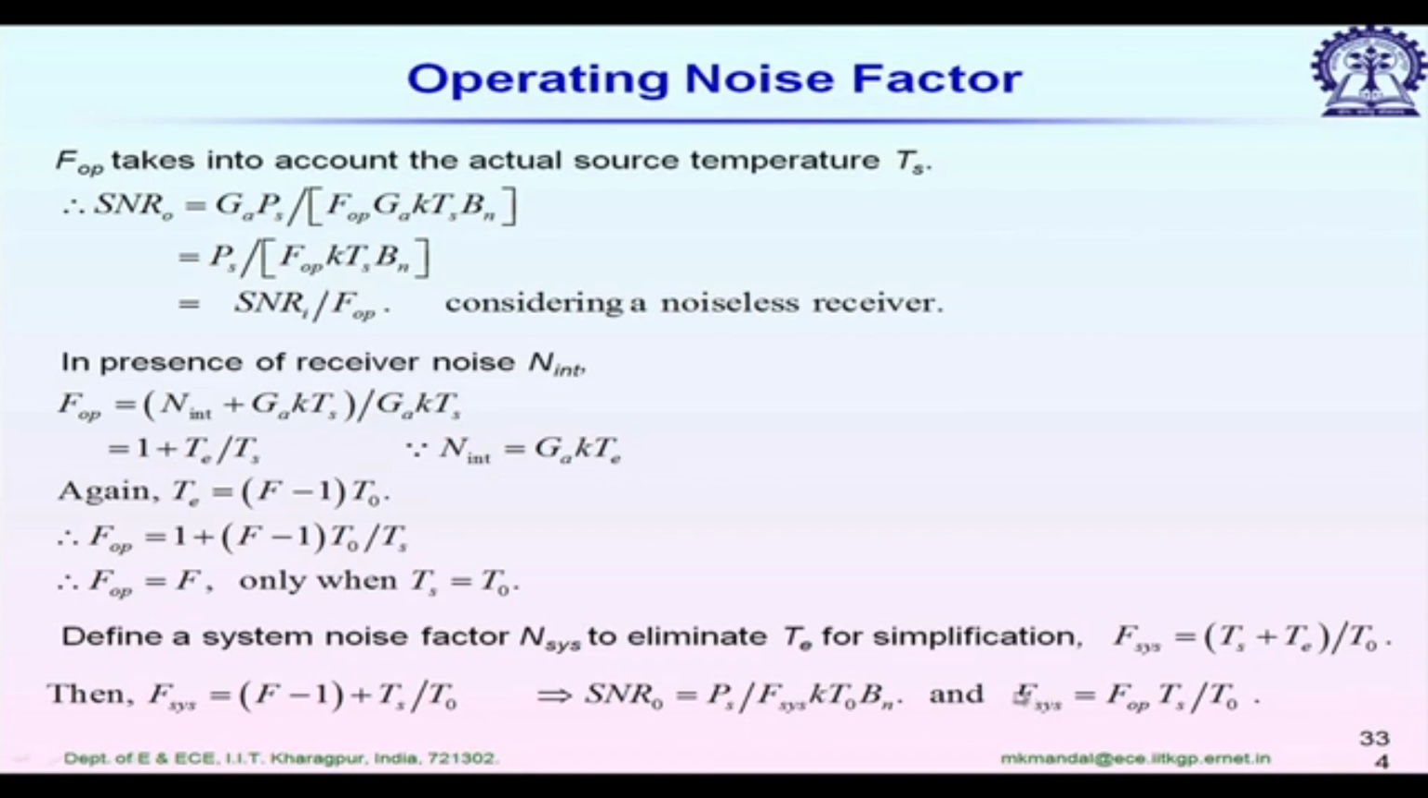F system is related to F operating by F operating into Ts by T naught. So if we know the F value given for T naught, then we can easily calculate F system from this expression, F operating into Ts by T naught.